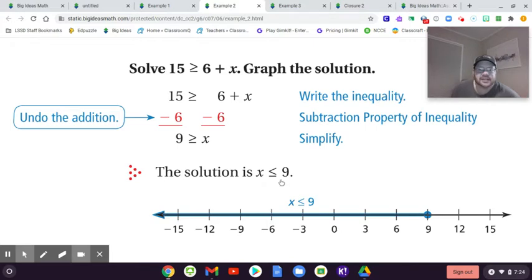Because it's less than or equal to 9, it can be 9, so it should be filled in here, and it can also be the numbers that are less than 9.